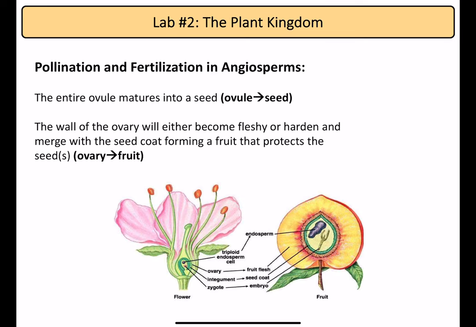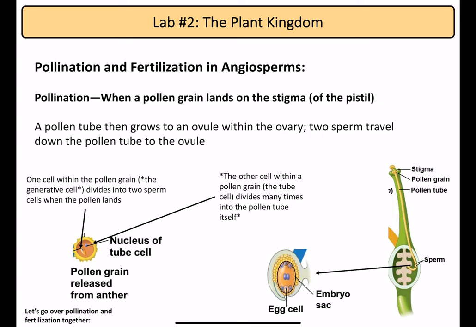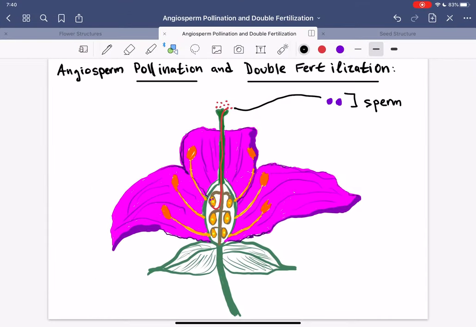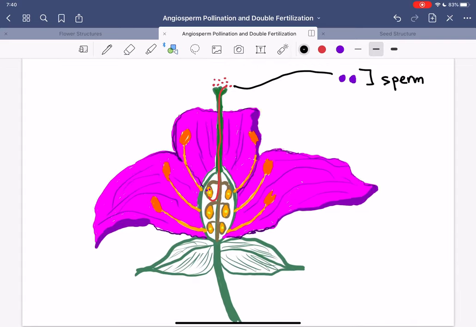Now, this might already be becoming clear to you. These structures in the ovule are going to develop into a seed. Okay, so the ovule, if you go back to my picture here, if you look at that orange structure, I'm going to put a circle around it. That's going to become a seed.